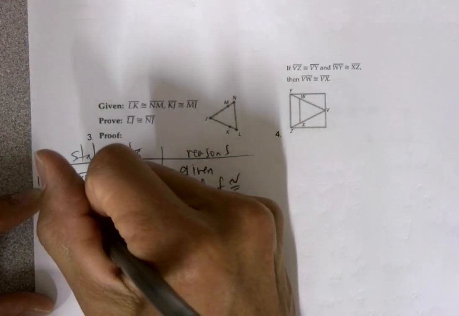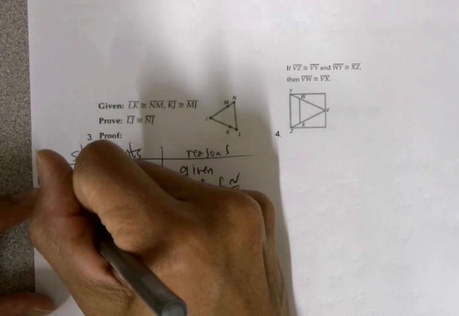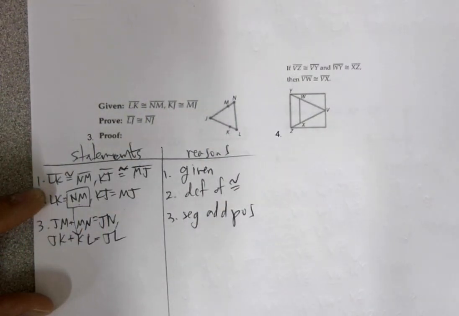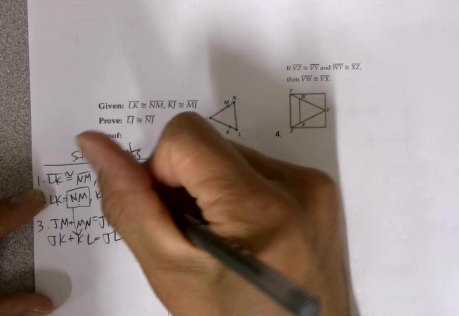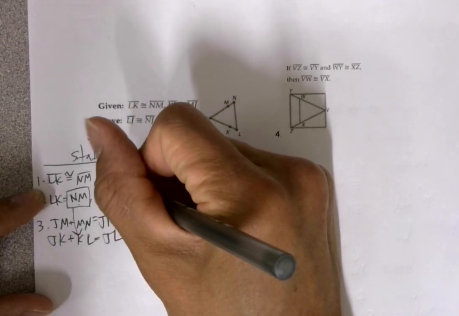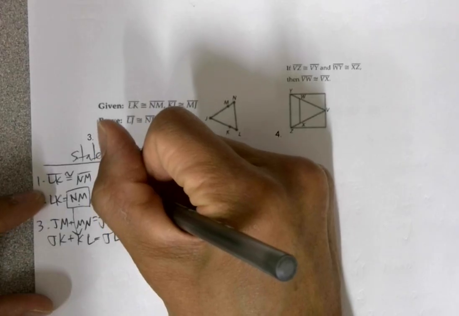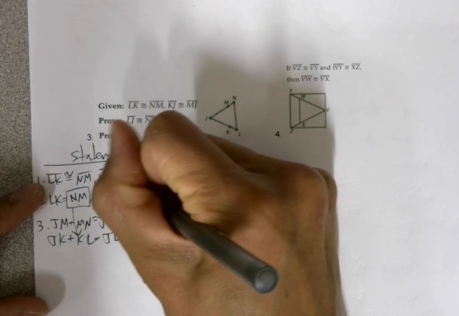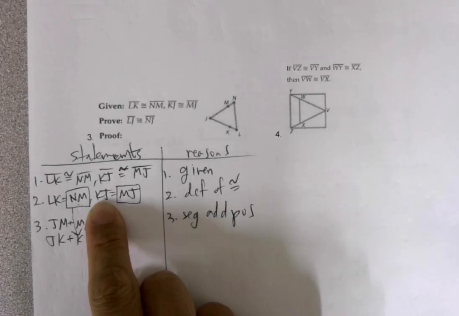So I'm going to take my NM, and I'm going to put it right here in the place of KL. Okay. Now, what else am I going to do? I'm going to take this MJ, and I could put it anywhere I see KJ.